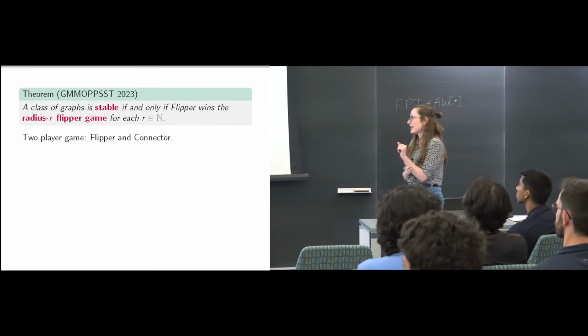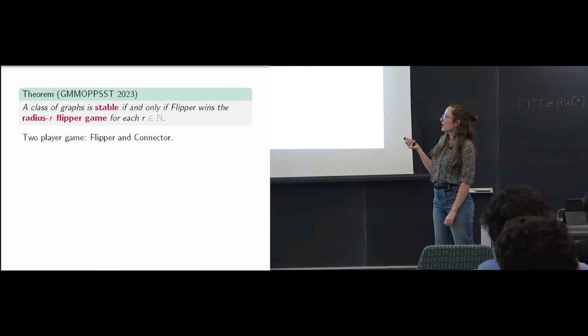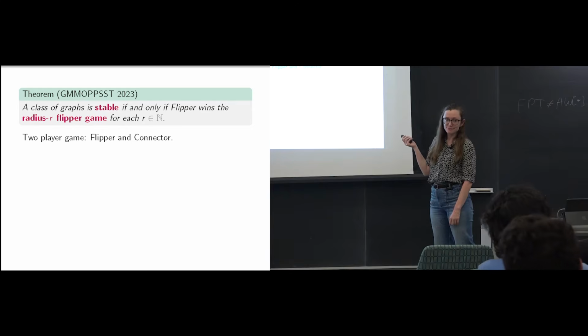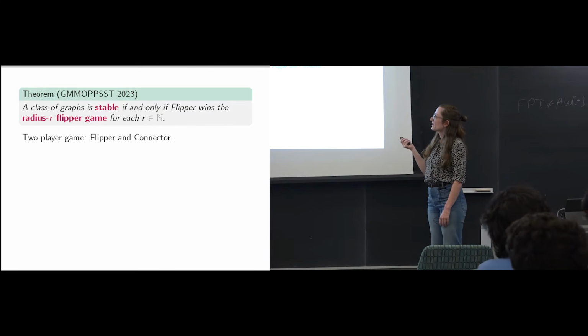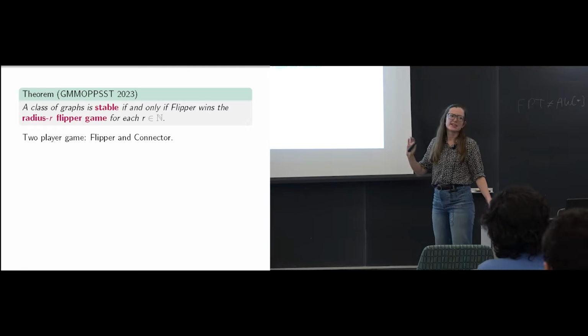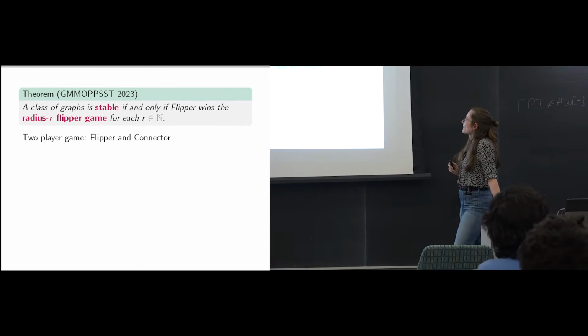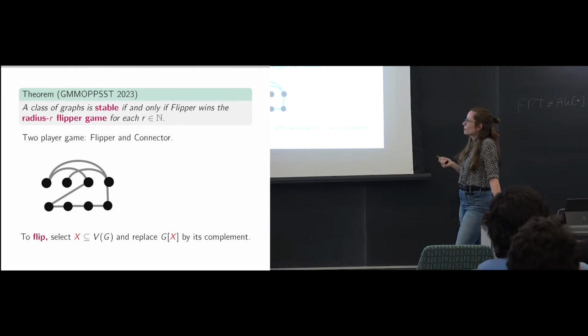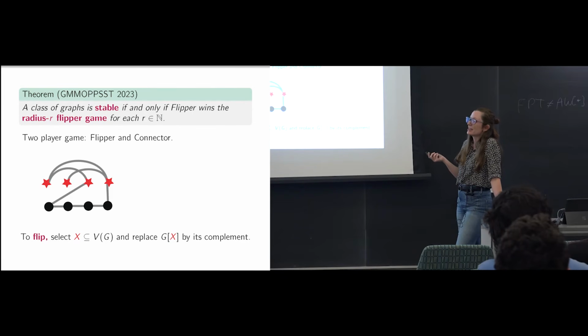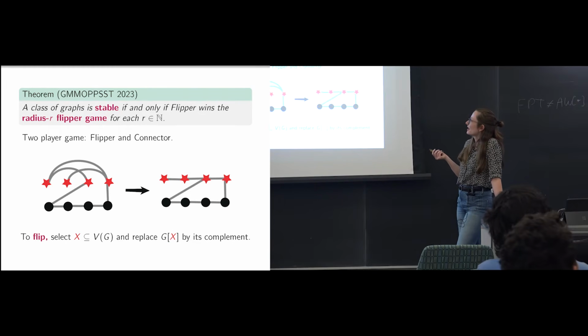All right, so this game is called the radius r flipper game, and is played for a particular radius r. There are two players, Flipper and Connector. They both have complete information. They can even know each other's strategies and everything. And they take turns. What the Flipper player does is flip. What does that mean? You select a set of vertices X, and you replace the graph induced on X by its complement. So if this is my set X, then between vertices in X, I change edges for non-edges, and vice versa. This is what it means to flip on a set X.